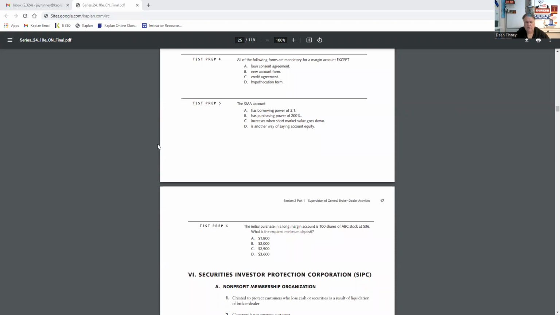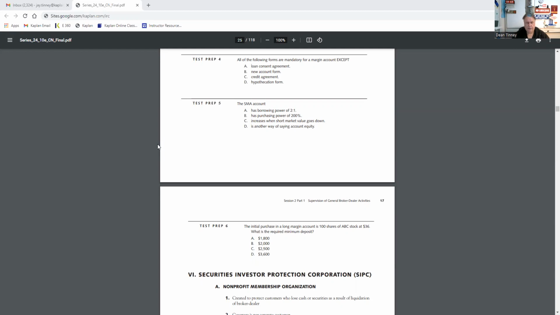Test prep 5, the SMA in an account. Now, don't get too hung up on SMA. I highly recommend that you make debit by 0.75, credit by 1.3. I have a carve out lecture on that. You definitely should know the 2000, but don't get too hung up on margin as a Series 24 test taker.